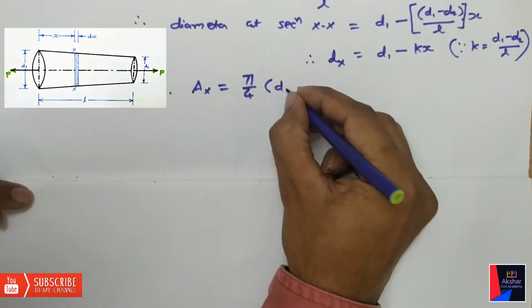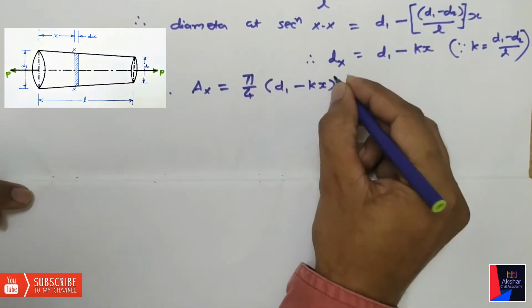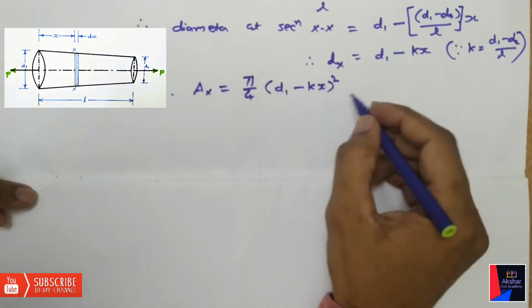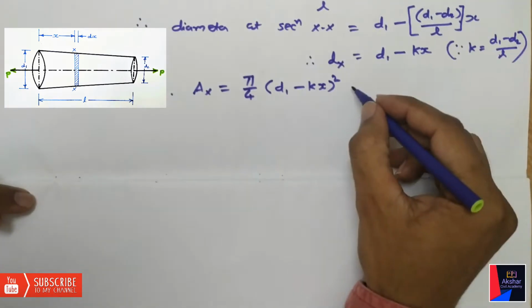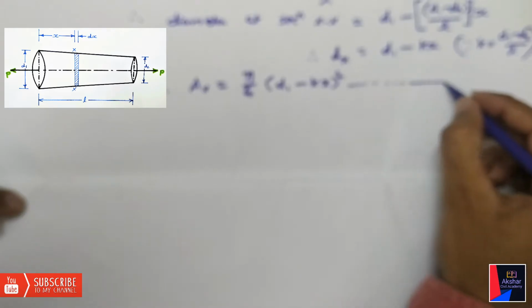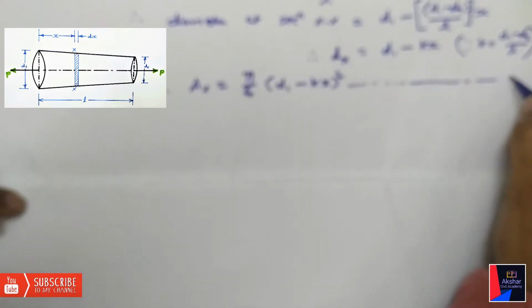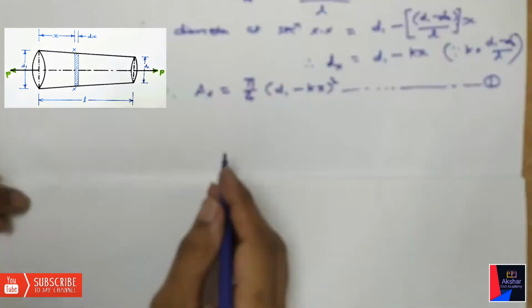So we will write d1 minus kx squared. This is the diameter area of the cross section at section x. Okay, so let us consider this as equation number 1.